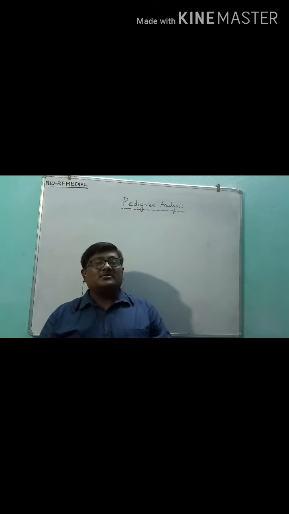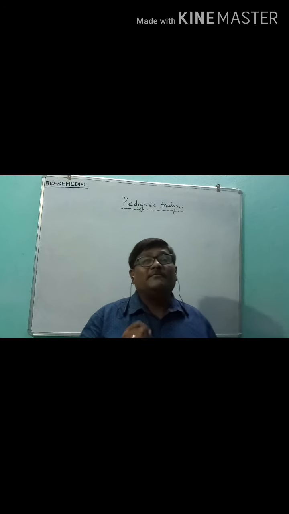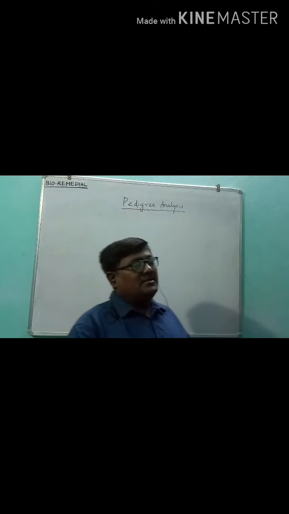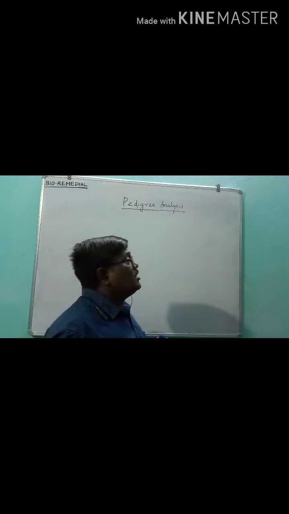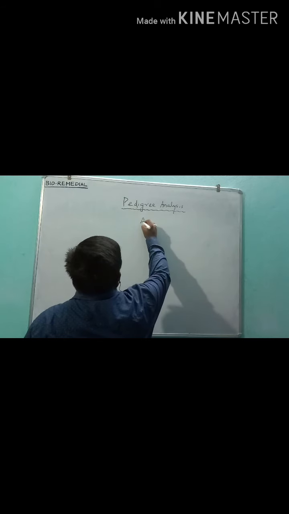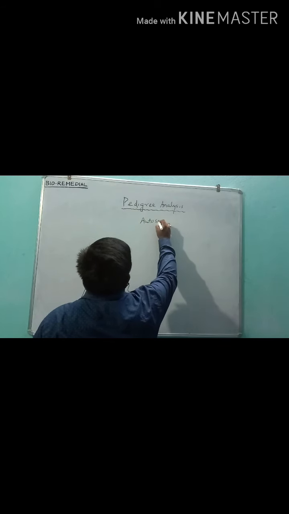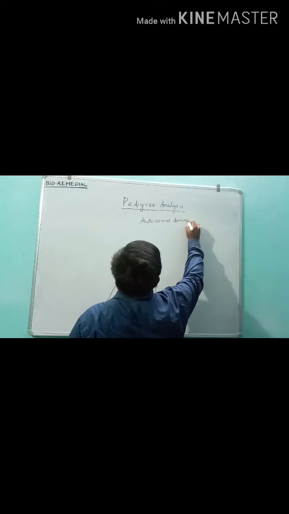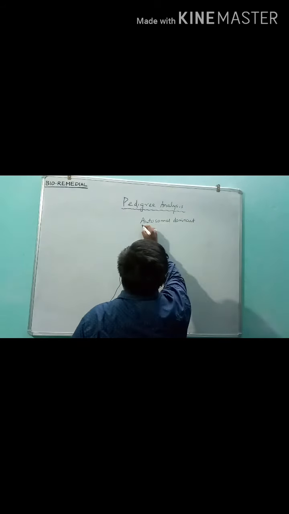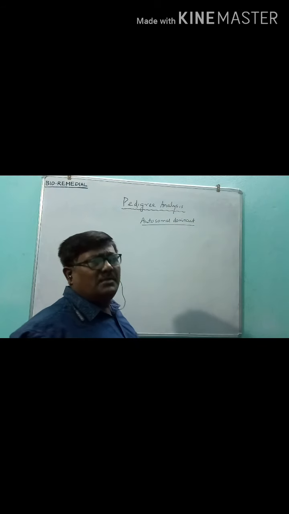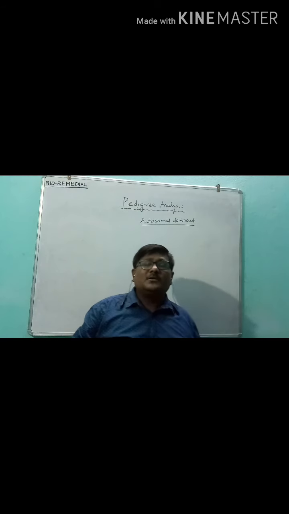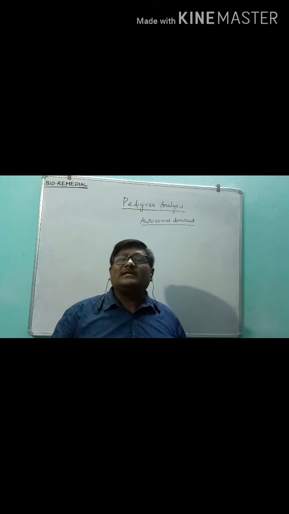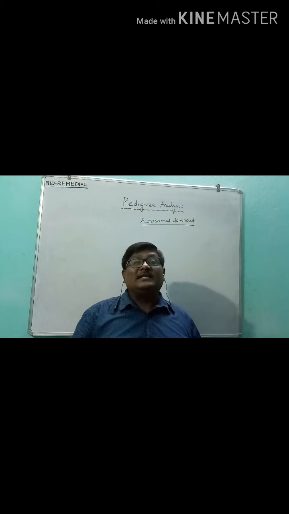Okay, let us go through all four types of Mendelian disorders. The first one we will discuss is autosomal dominant disorders. Students, there are four different types of disorders, which I have already discussed: autosomal dominant, autosomal recessive, then X-linked or sex-linked dominant, and X-linked recessive.